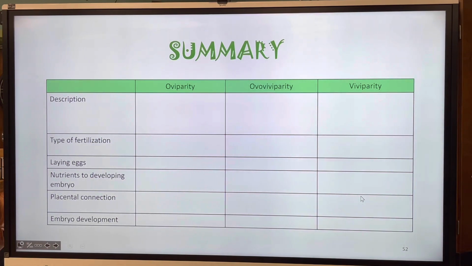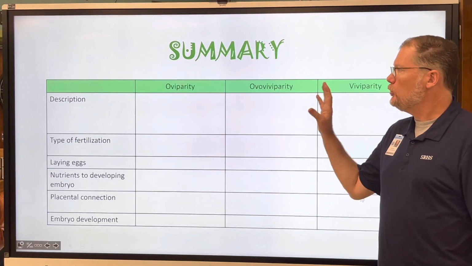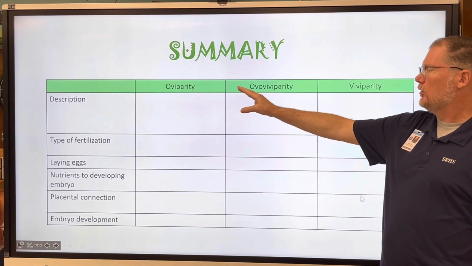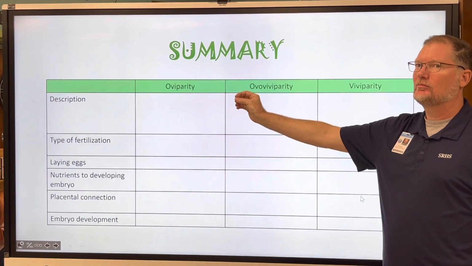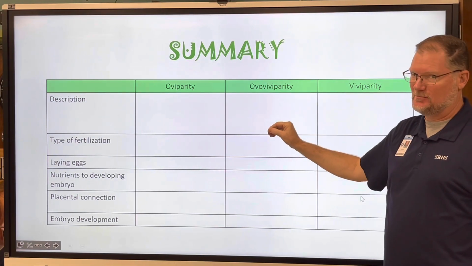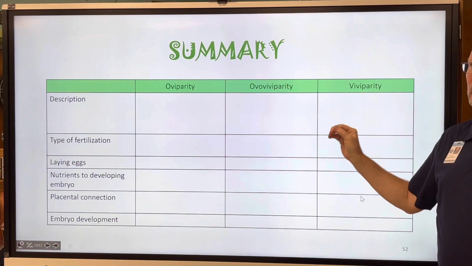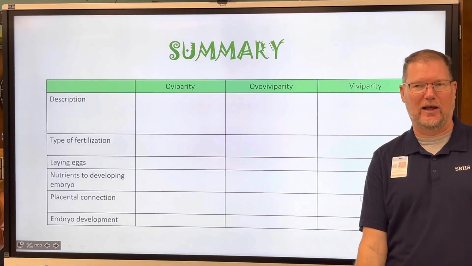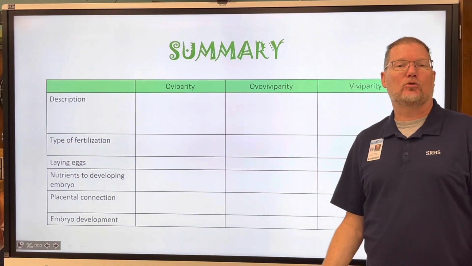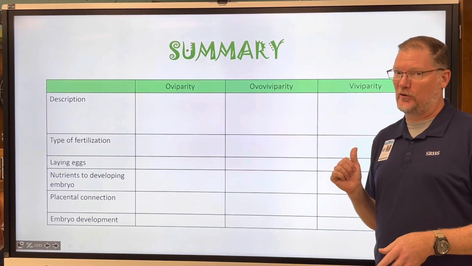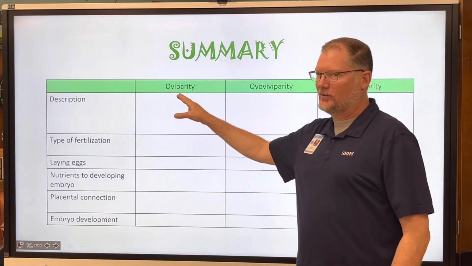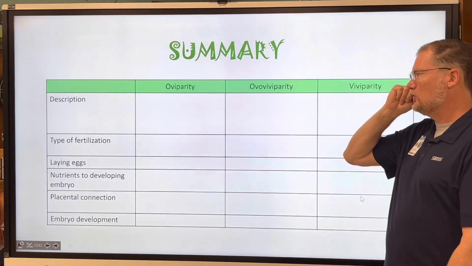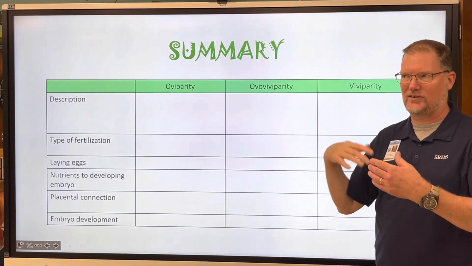All right, so in your notes, you have this summary of oviparity, ovoviparity, and viviparity. It can't be pronounced any other way. Why? I've been teaching marine science for years, and I've never heard them spelled this way. Anyway, oviparous, ovoviviparous, and viviparous. Okay, but when you see these words, you have to know that that's the same thing.